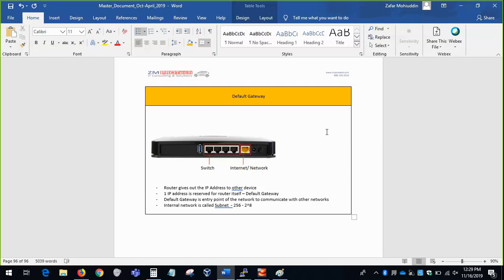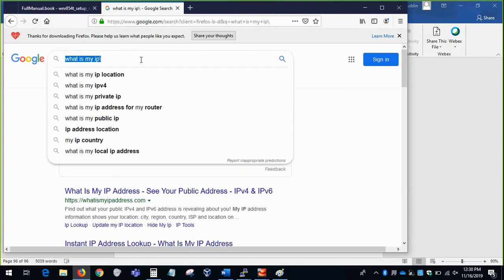The default gateway. No, I'm saying, okay, so there will be one. If some companies have more than 256 computers, for example, so they have like 500, they have 300, right? For example, they have 300 computers.